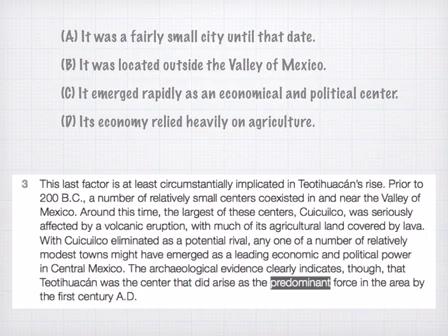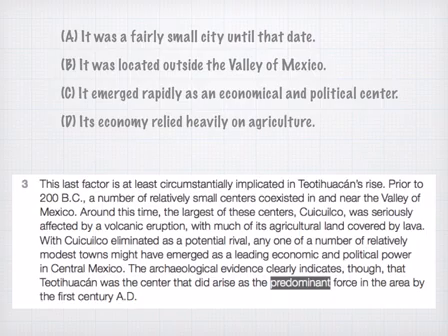Okay, so if we look through, the last factor is at least circumstantially implicated in Teotihuacan's rise. Prior to 200 BC, a number of relatively small centers coexisted in and near the Valley of Mexico. It mentions a number of relatively small centers that coexisted in and near the Valley of Mexico, but it doesn't mention Quilquilco specifically. So I think that we can cross off answer A here.